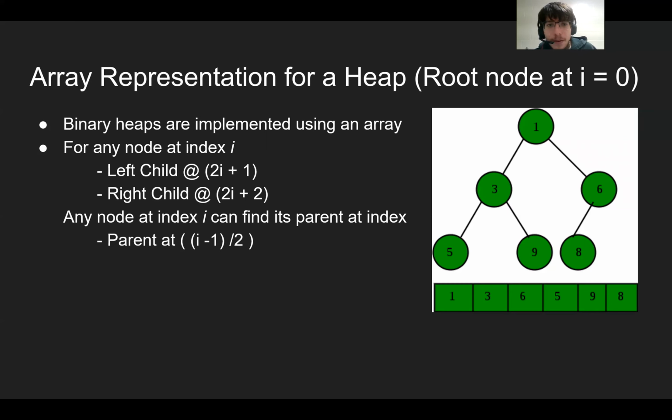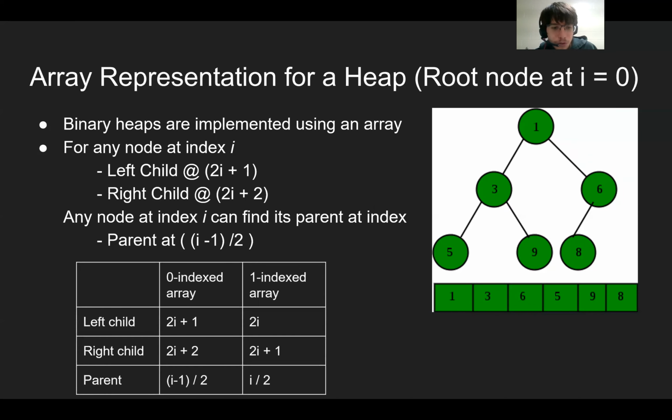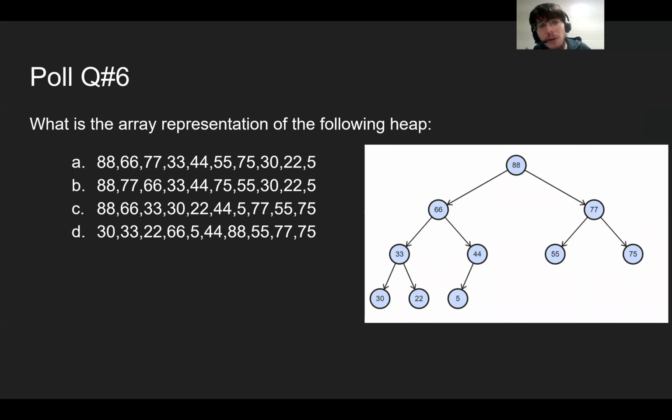Right. And 0 index is even nicer than 1 index, but both work. Using this representation, it's very easy to figure out who your parents are and who your children are. And so it's easy to run heapify. Okay, so question number 6. What's the array representation of the following heap?